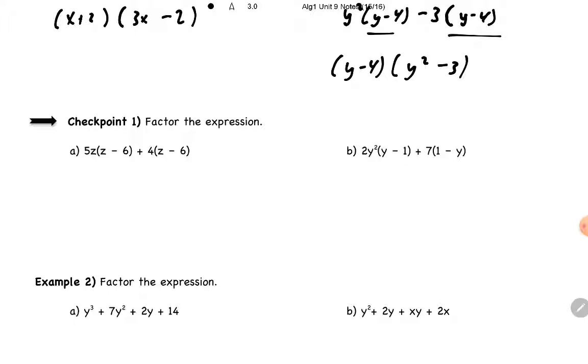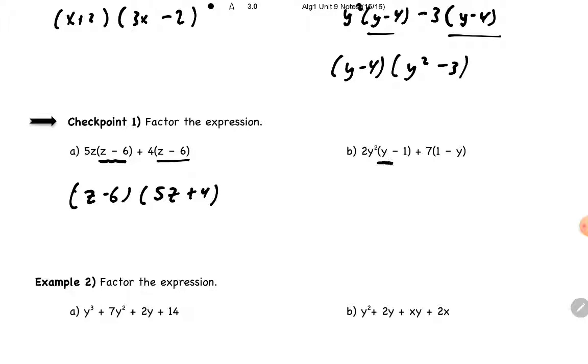Alright, factor the expression. Let's do these again. They both share a z minus 6. So this is z minus 6 times what's left, 5z plus 4.